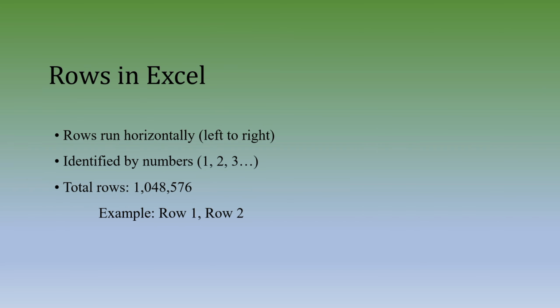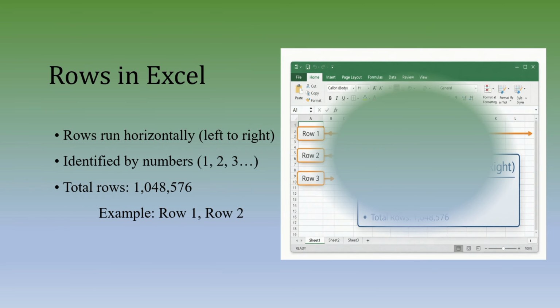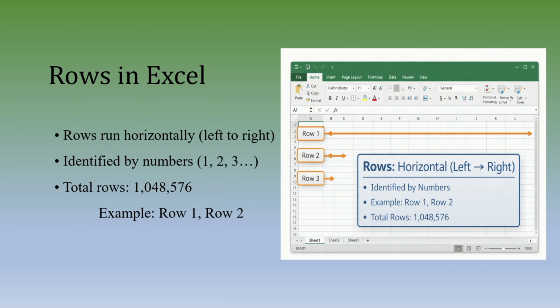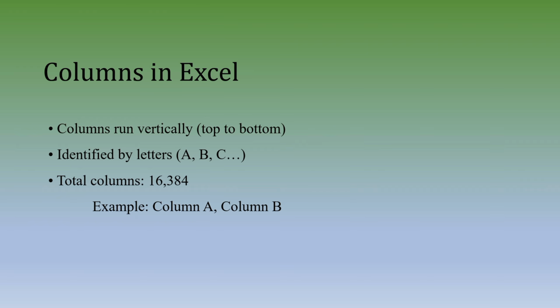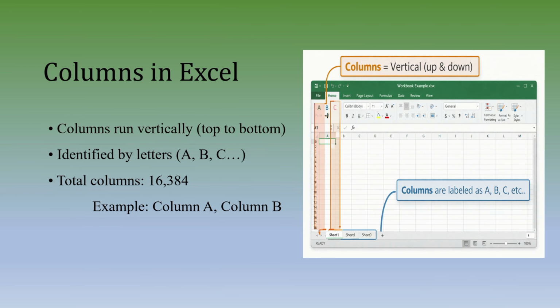Next, let's talk about rows. Rows run horizontally from left to right. Rows are identified using numbers like 1, 2, 3 and so on. In Excel, we have more than 1 million rows available. Columns run vertically from top to bottom. Columns are identified using letters like A, B, C and so on. After Z, columns continue as AA, AB and so on. Columns help us organize data in a proper structure.